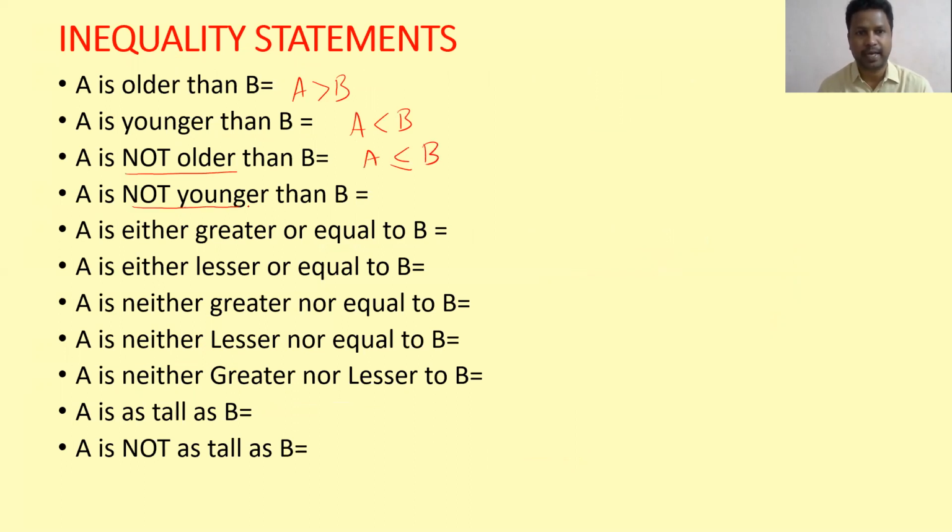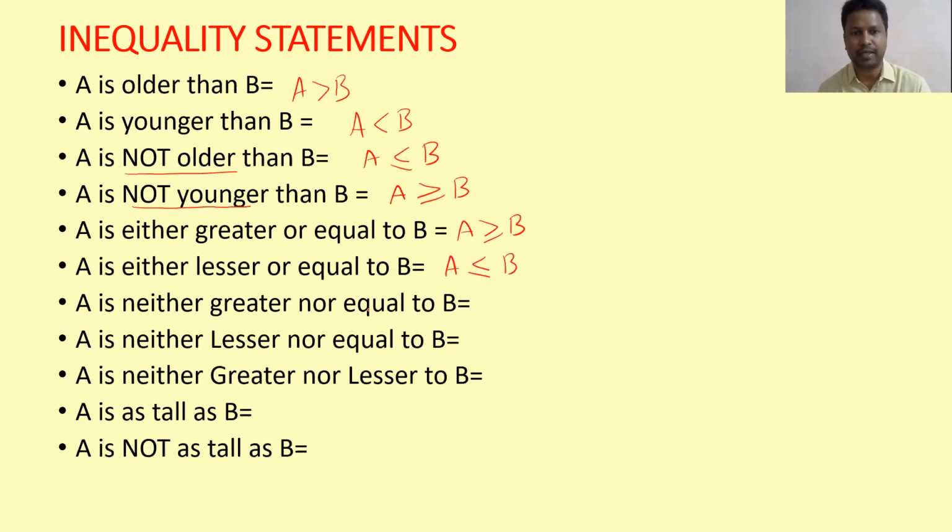A is not younger than B, what does it mean? It is not younger, then what are the other possibilities? It may be greater or equal to B. So A is greater than or equal to B. Either lesser or equal: again I can write A is less than or equal to B.